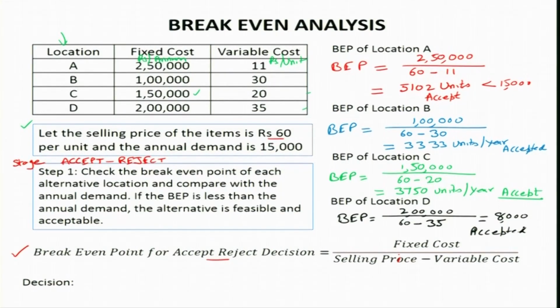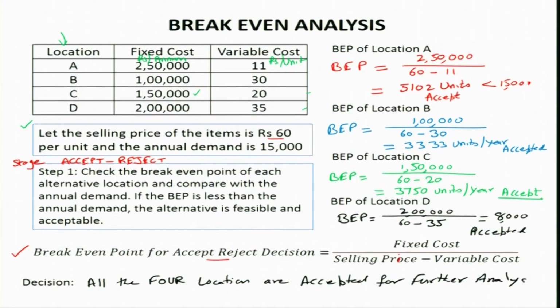So, from this the decision is all the 4 locations are accepted for further analysis, that is stage 2. Okay.